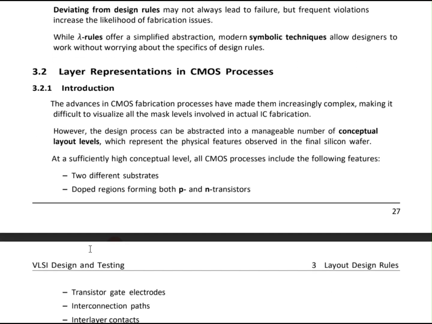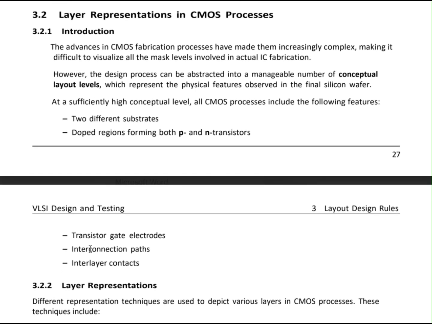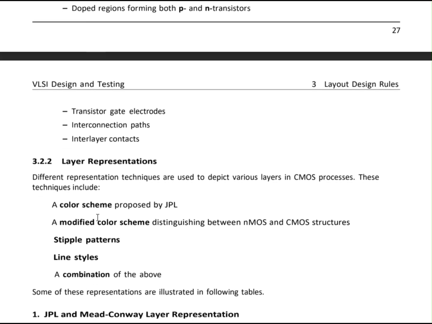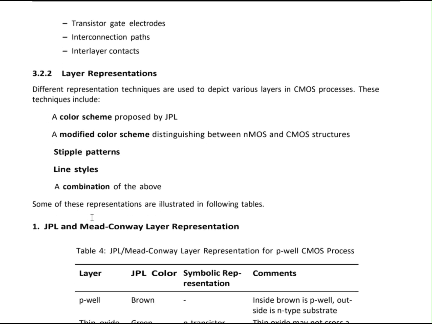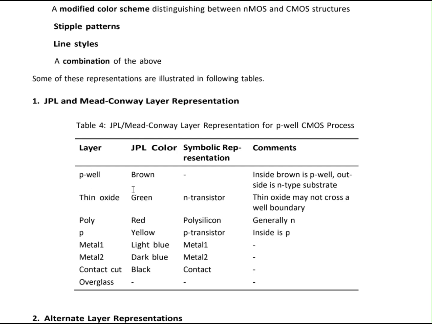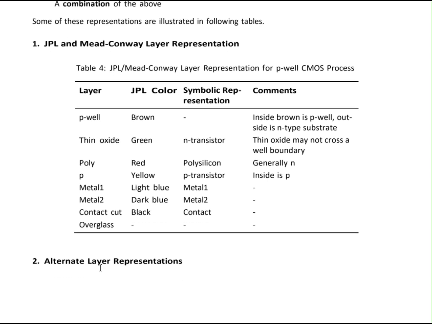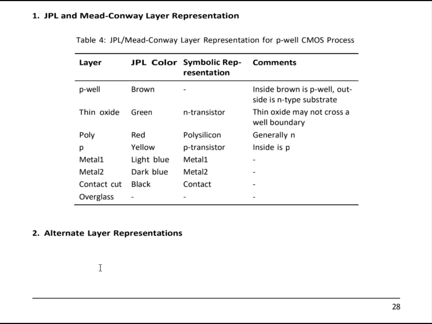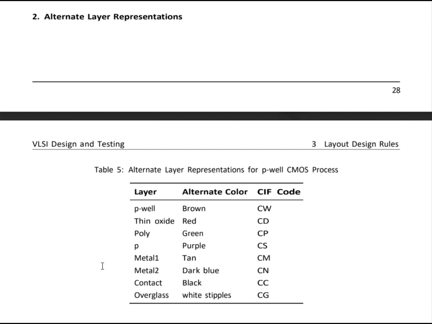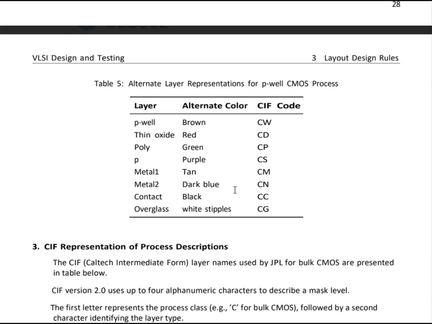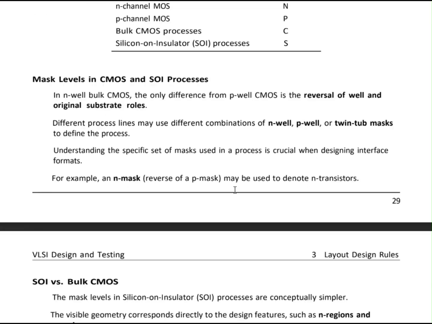Next is layer representation in CMOS circuit. Layer representation has different color schemes and also line styles. So for P-well it is brown and thin oxide it is green. For poly it is red, and for metal one it is light blue, metal 2 dark blue, and contact cut it's black in color. And the alternate representation would be this table, that is the alternate representation for P-well CMOS process.